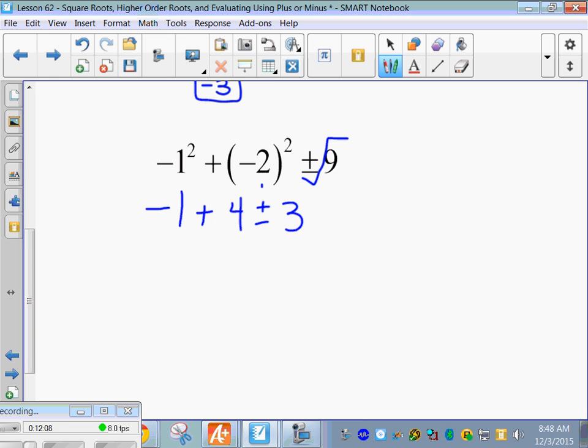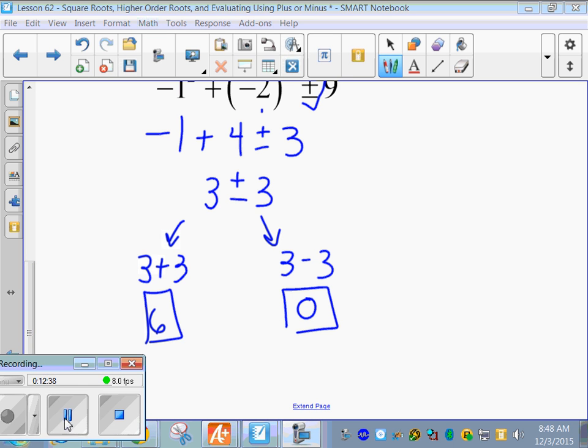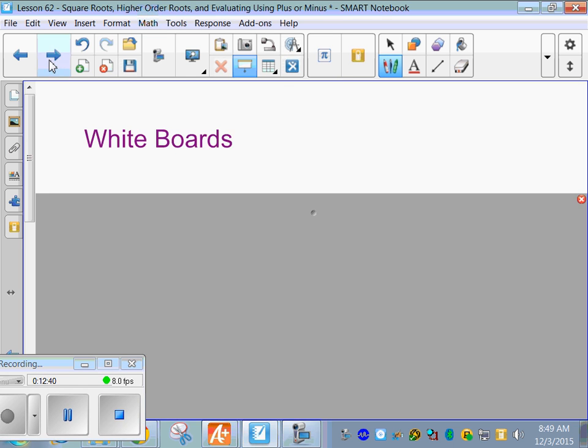Plus or minus. And Josh, what's the square root of 9? 3. Okay, let's go from left to right. So I'm going to add -1 plus 4. That would be 3. Now we have 3 plus or minus 3. That means I have one solution that is 3 plus 3 and one solution that is 3 minus 3. Both answers. So, Sophia, what do I get for my two answers? Yep. Okay, Leah? All right, excellent. So, whiteboards.